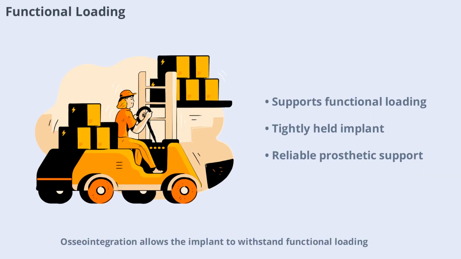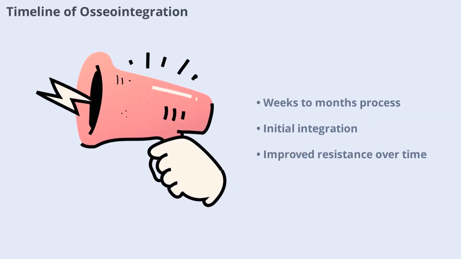Osseointegration allows the implant to withstand functional loading, meaning it can support chewing and other forces without becoming loose or unstable. The process ensures that the implant is tightly held in place by the bone, providing reliable support for dental restorations and other prosthetics. The process of osseointegration typically takes several weeks or months to occur.